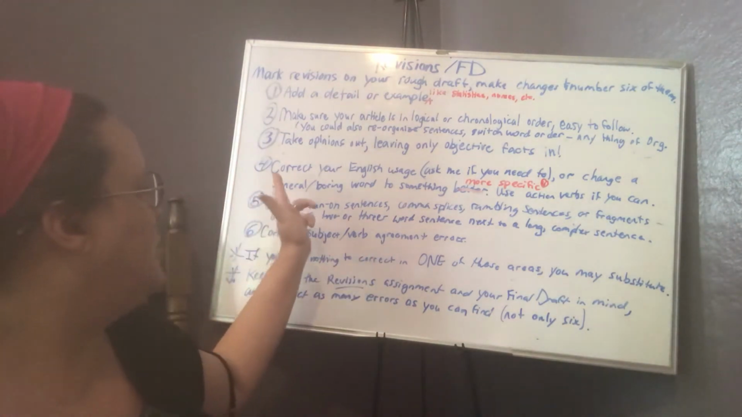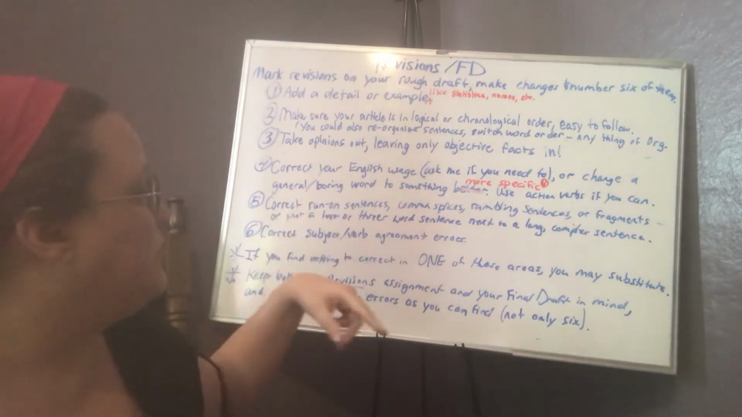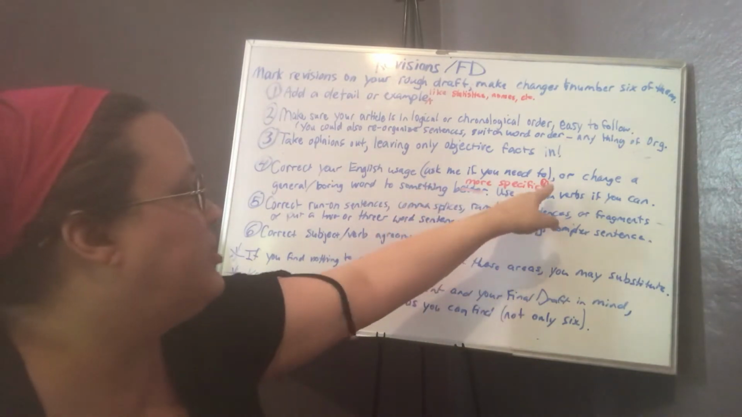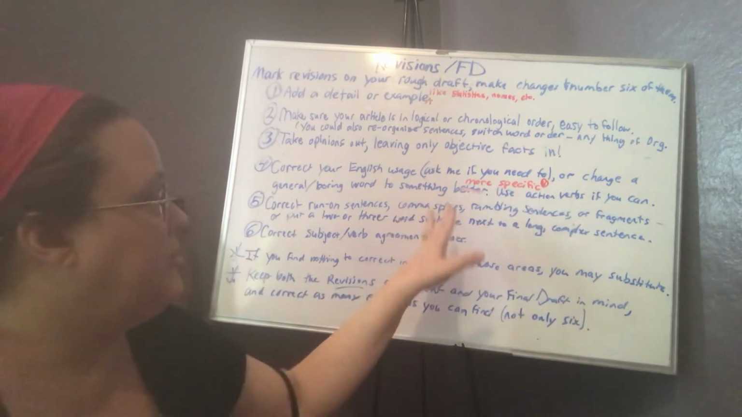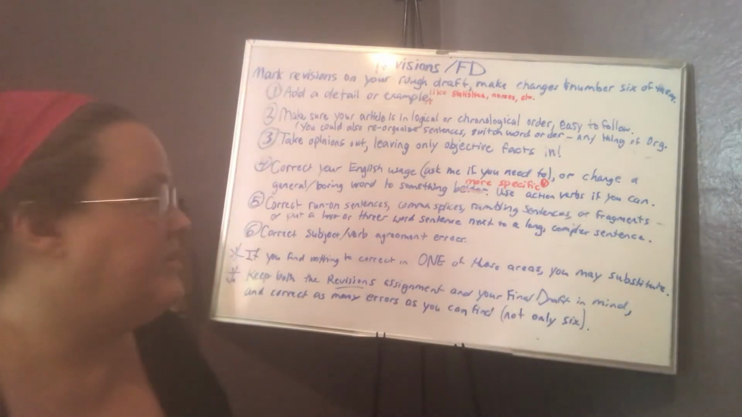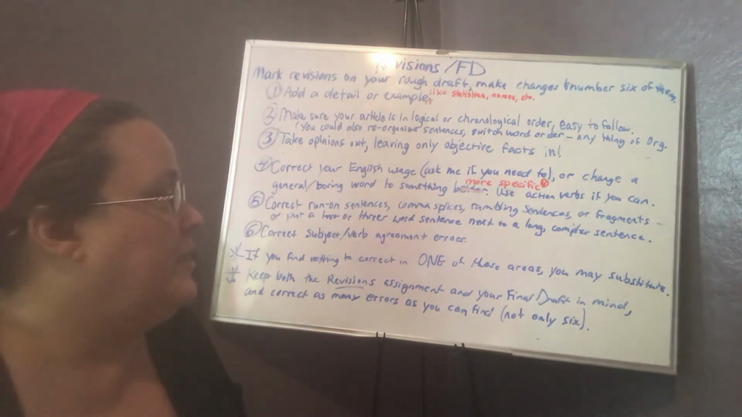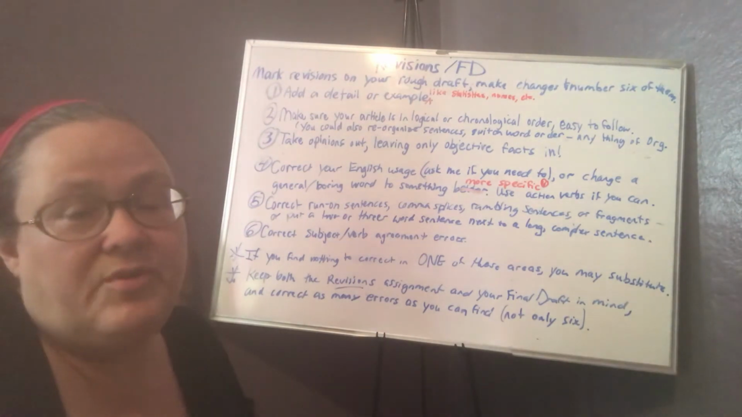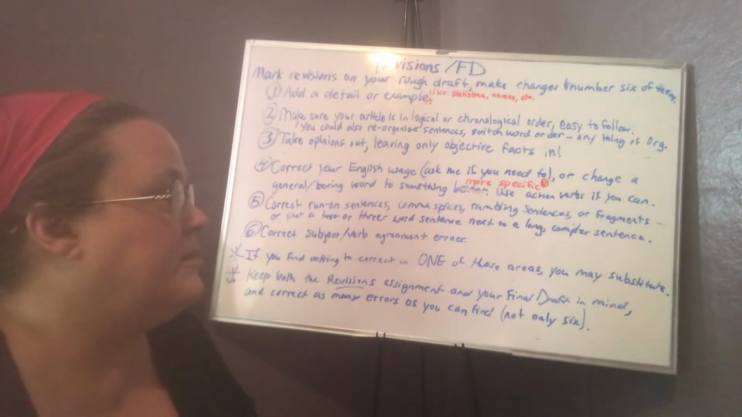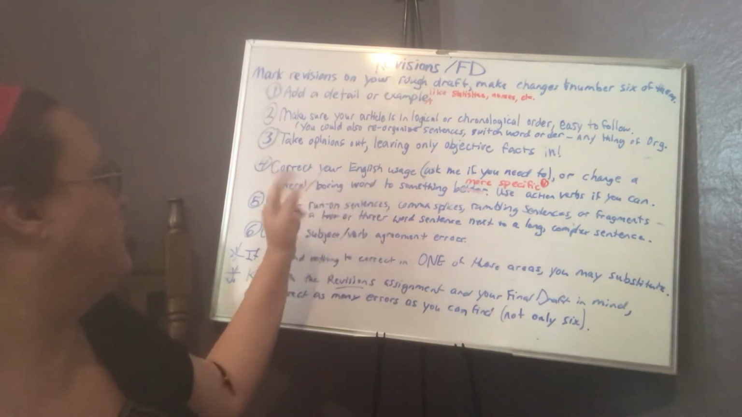Number 4, correct your English usage. Ask me if you need to. Or change a general or boring word to something better. Instead of saying better, I crossed that out and put more specific, and I put a little number 4 here to show you how to correct this kind of thing. Use action verbs if you can. So if you can't find any English usage problems and you think all of your words are interesting, at least all of your nouns and adjectives, then look at your verbs. If you have a lot of am, is, are, be, that kind of verb, then maybe you can change the sentences to make them have action verbs, and that would count for number 4.